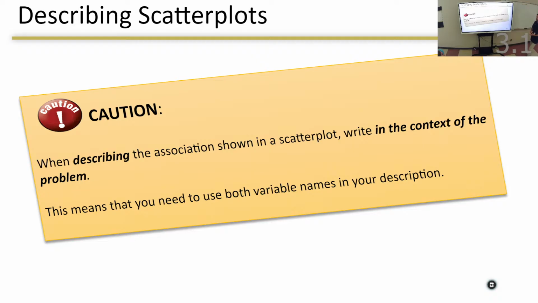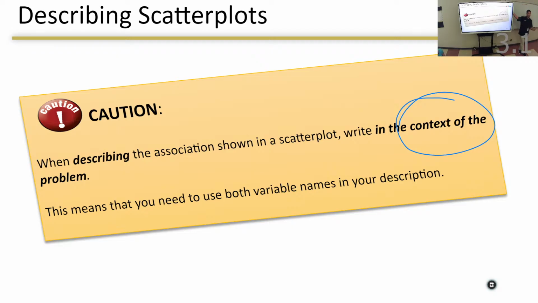And then no matter what, always, always in the context. Always in the context. When in doubt, you put it in context.